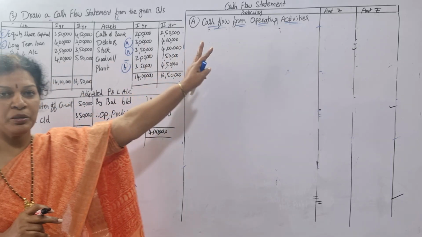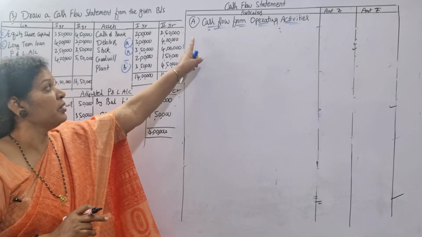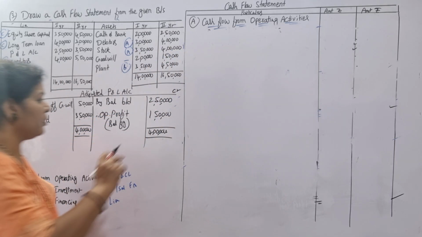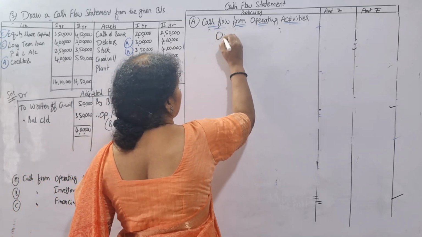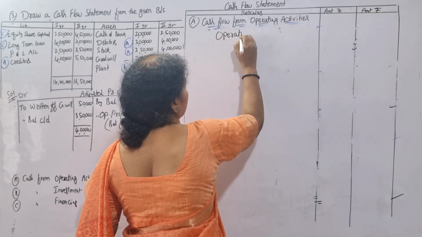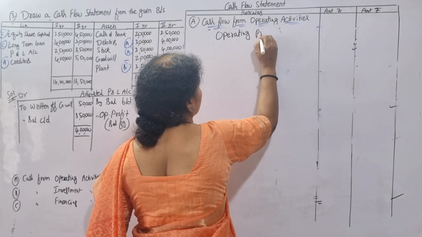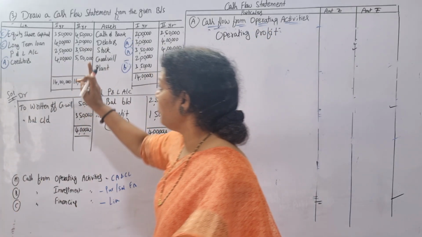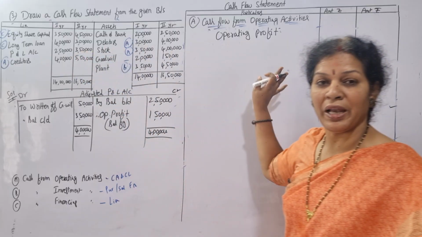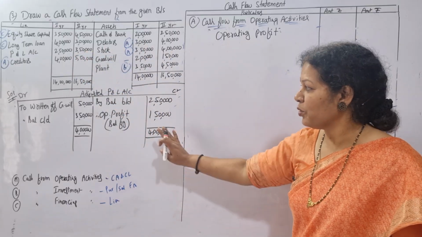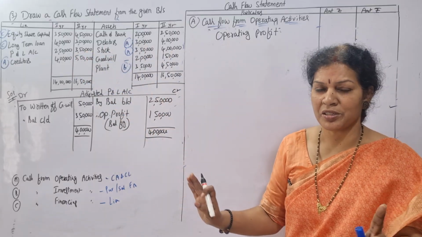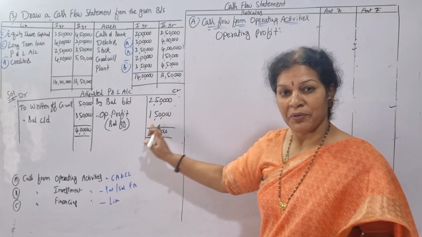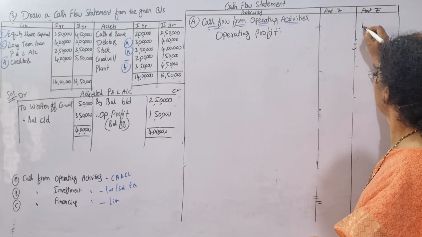Now, the cash flow statement we have already drawn. Under cash flow from operating activities, there we are going to take first net profit or operating profit. If goodwill was not given, then we could have taken the difference between these two as net profit directly. Goodwill is given, so we opened the account just because of goodwill, otherwise not required. Now there you got 1,50,000, so 1,50,000 only we are writing in the outer column.